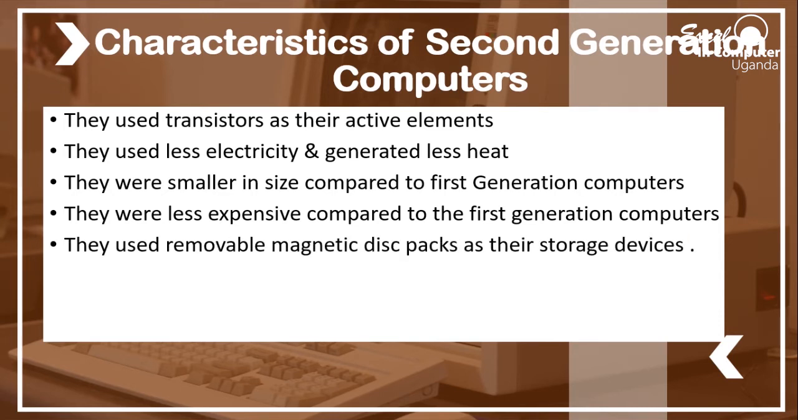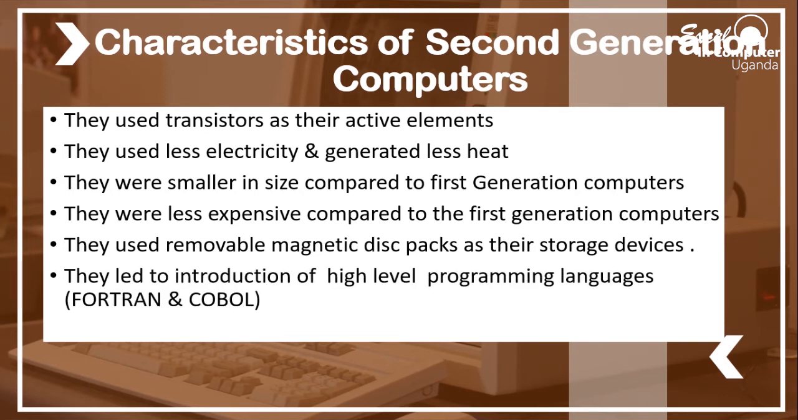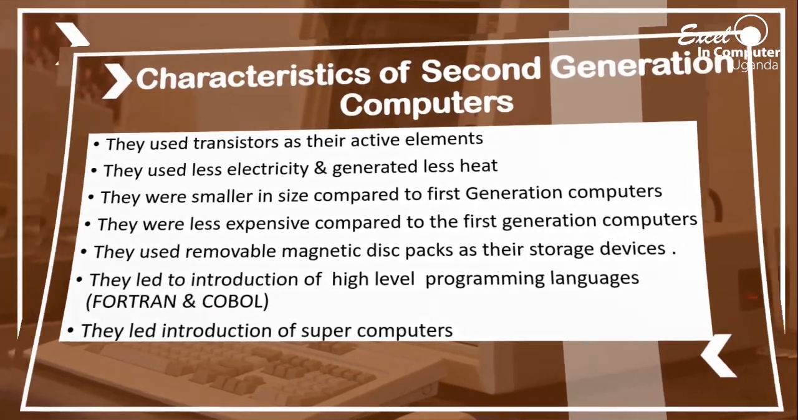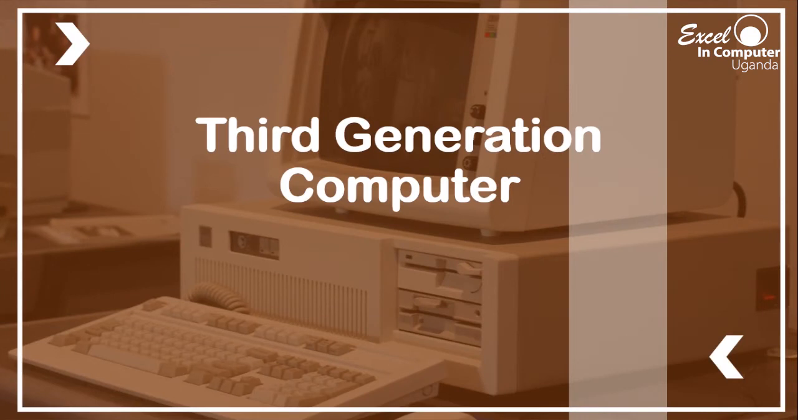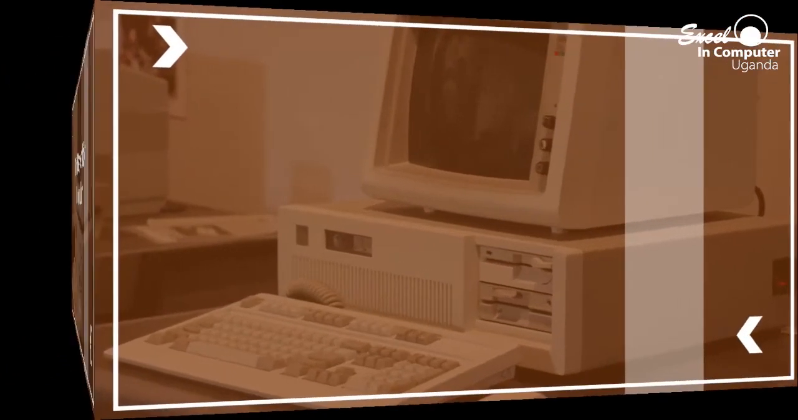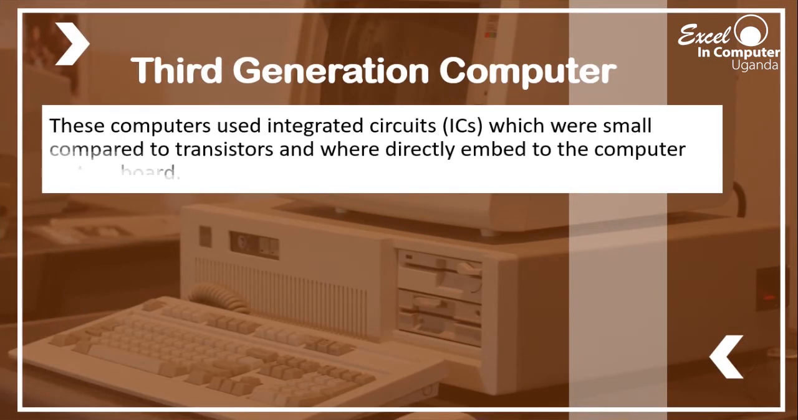They used removable magnetic disk packs as their storage devices. They led to introduction of high-level programming languages like Fortran and COBOL. They led to introduction of supercomputers. So having looked at that, we're going to look at third generation computers. Third generation computers used integrated circuits, which were smaller compared to transistors, and they were directly embedded to the computer system board.